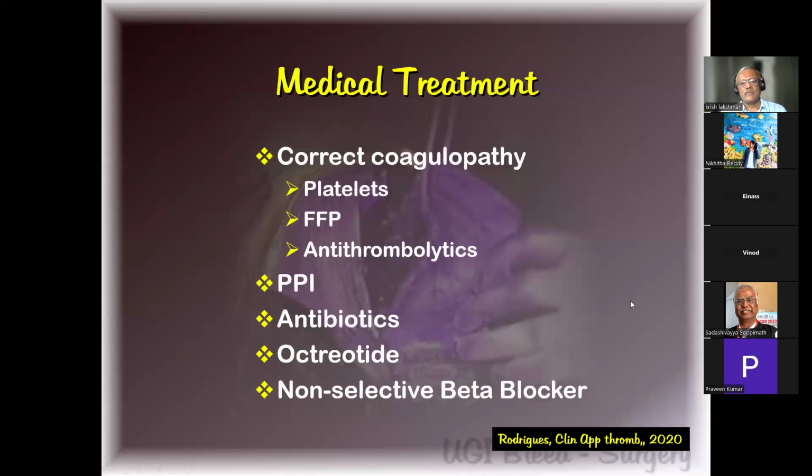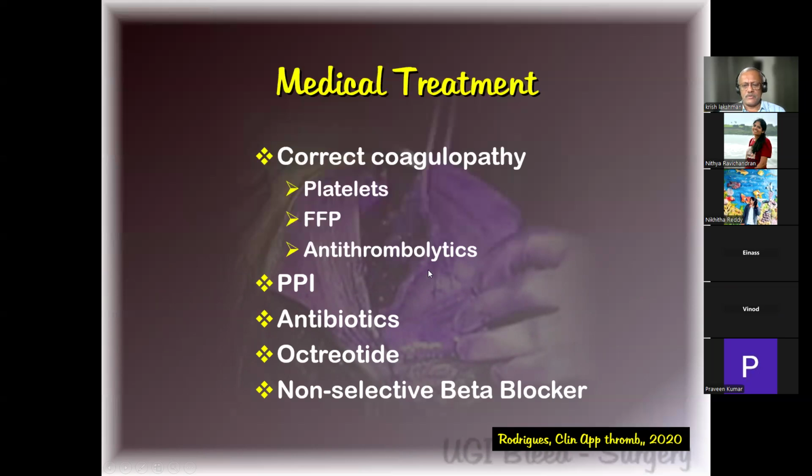I agree. All right. One of the first requirements is if there's a coagulopathy, you have to correct it. So you look at platelets, FFP, and antifibrinolytics. You know, aminocaproic acid. What is the other one called? Tranexamic acid. I was hesitant to use a trade name for it. That's right, tranexamic acid. We mentioned PPIs.